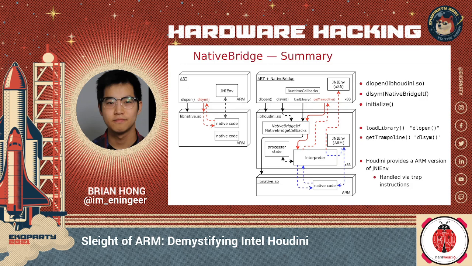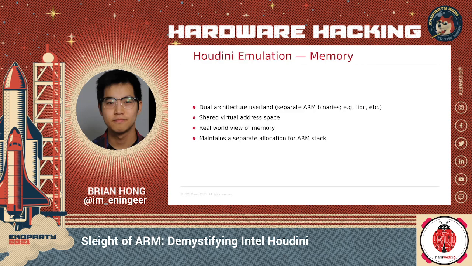So continuing on, let's delve deeper into the different components inside of libhoudini. First up is memory. It is a dual architecture userland, so it loads both ARM and x86 binaries. I'm going to combine the second and third bullet points, shared virtual address space and real-world view of memory. That just basically means they share an address space. There's no magic translation between ARM memory addresses and x86 memory addresses. They're all in the same memory. And the ARM side has its own separate allocation for stack.